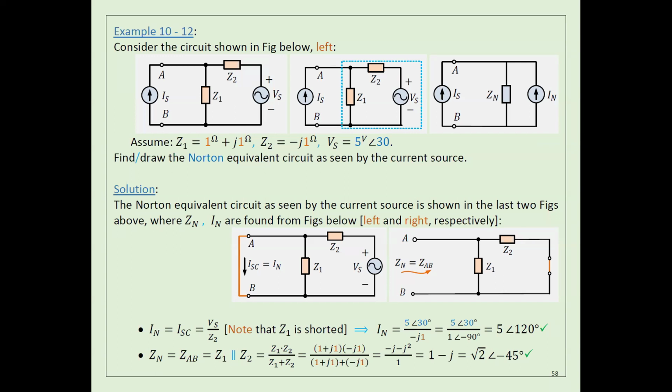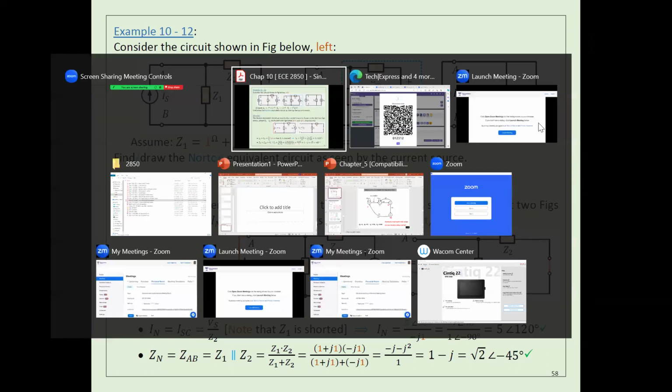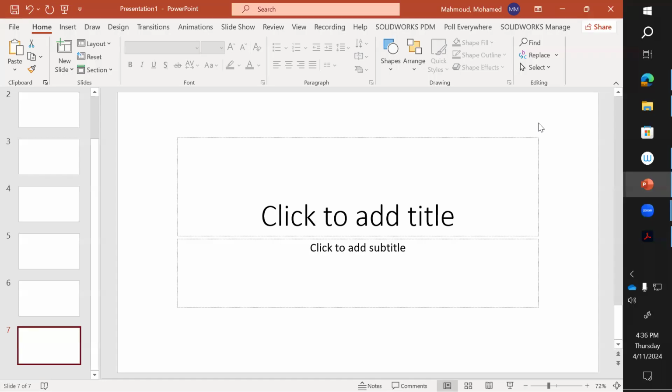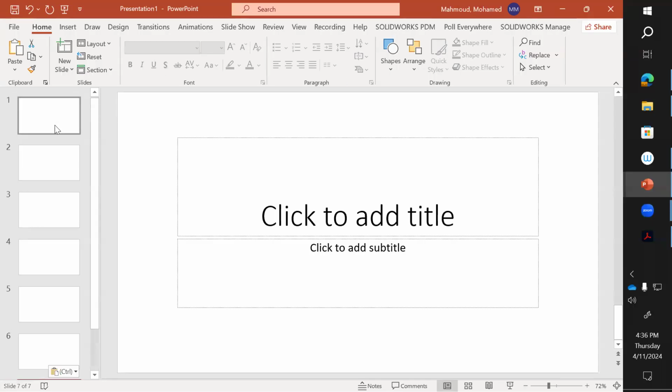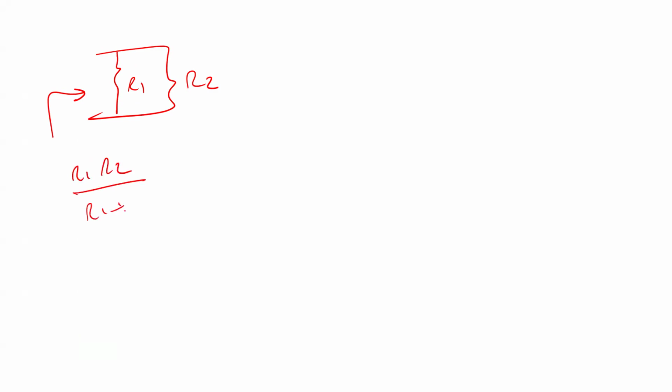You cancel the impedance. One student asked me about this one; he was not very convinced about it. Anyway, if you have R1 and R2, to get the total impedance here, it has to be R1 times R2 divided by R1 plus R2.